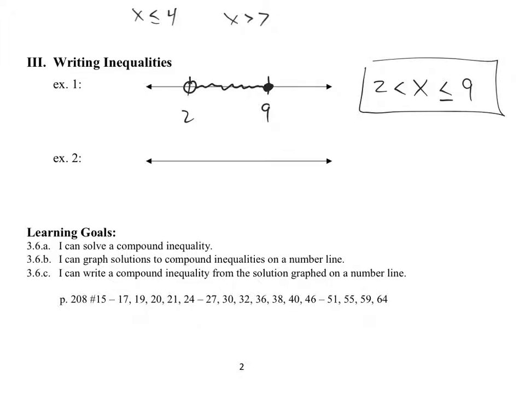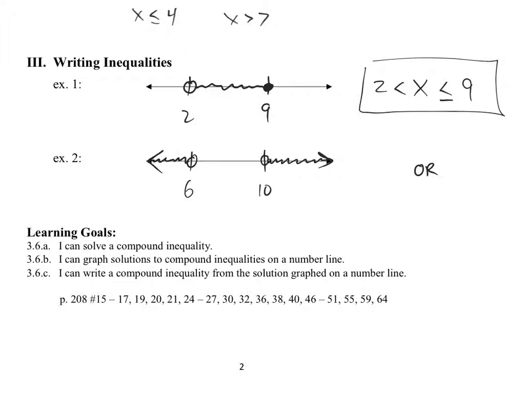Very last one, and then we are done. I have a 6 with an open circle shaded left. Then I have a 10 with an open circle shaded to the right. So I'll give you a second to draw it. And union or intersection? Union. So that's where we're going to have two different inequalities. And then in the middle we have the word or.